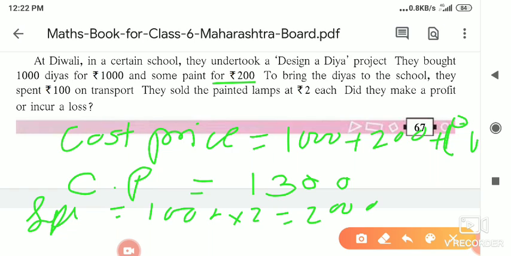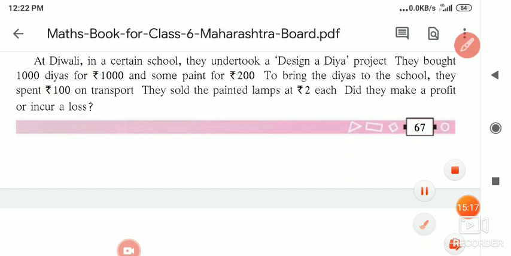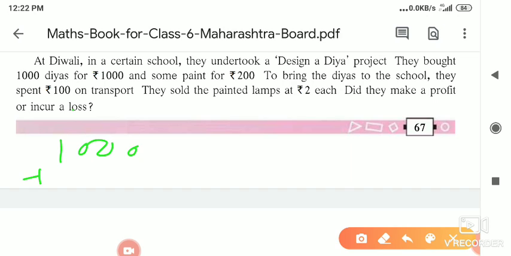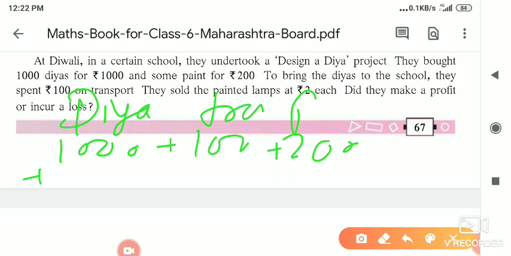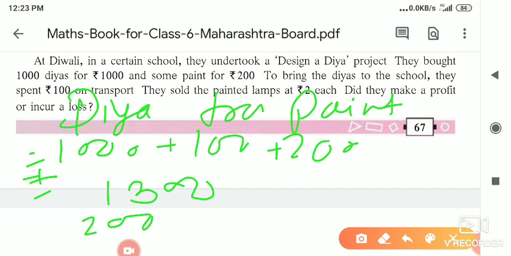In this way we are understanding. From this, what we have to understand is that the total cost price is the price of the diyas, 1,000, plus 100 on transport and 200 for paint; we have to add these, and then we get the total cost price. That is important. Then SP minus CP: 2,000 is the selling price, so 2,000 minus 1,300 equals 700 rupees, the profit the students got. In this way we have to solve this example. So here the total cost price we have to add.